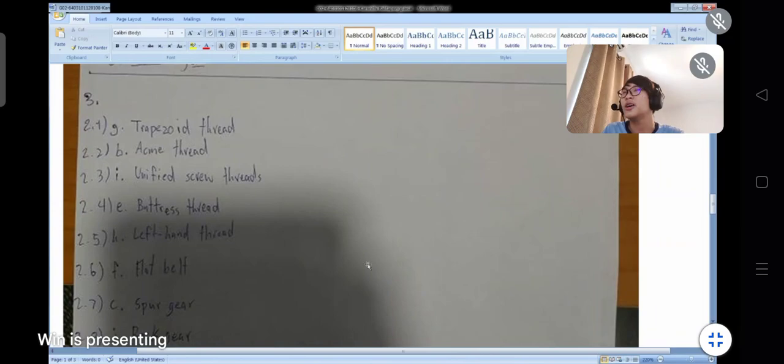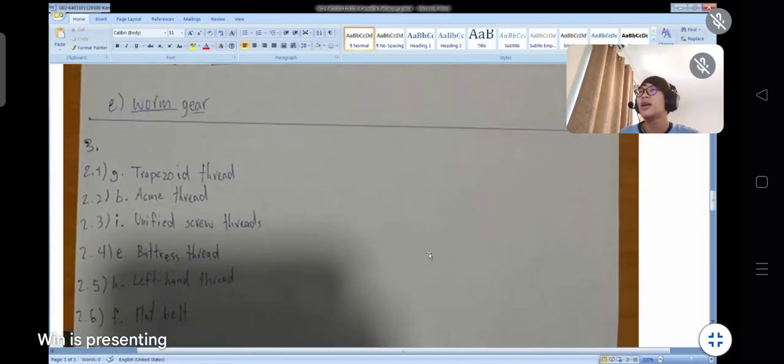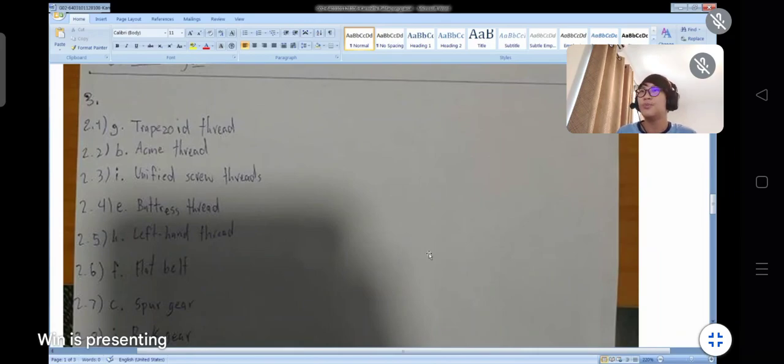For number three, it shows us many pictures and lists a bottom A, B, C, D to J, and it asks to match the picture with the words. So for 2.1 is G, a trapezoid thread. For 2.2 is Acme thread, B. 2.3, I, and a unified screw thread.